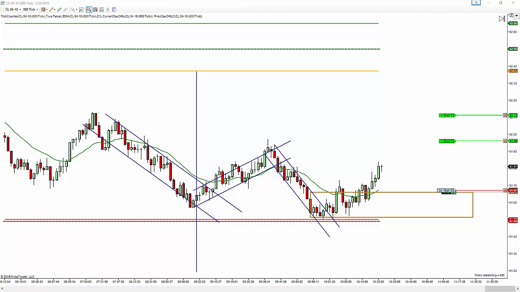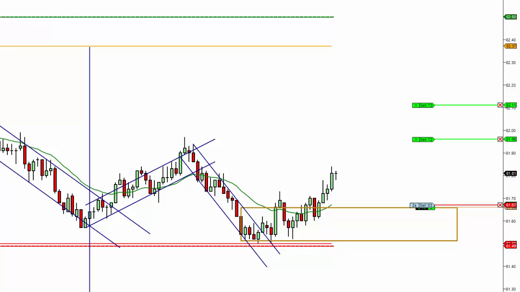Okay, this is Vance, and this is Tuesday, February the 20th, 2018. These are the CL trades for today using the slow hand method for price action. I just got my first contract off here.